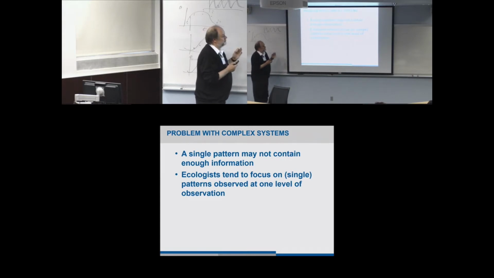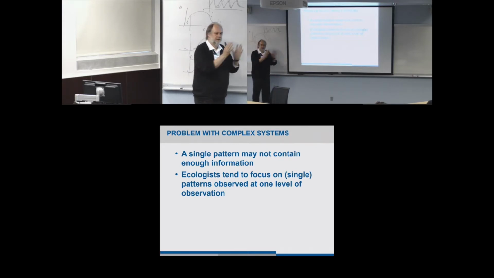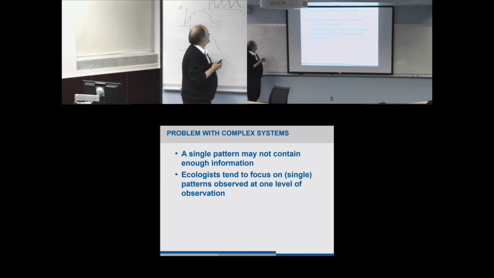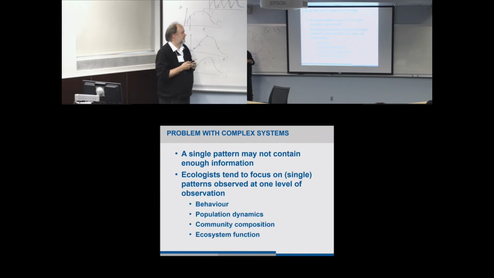But for complex systems, ecological systems, even cellular systems or societies, just one single pattern very often does not contain enough information to distinguish good from bad theories. So bad ecologists tended to focus, this example here, on one single pattern observed at one level of organization, or at one specific scale. And this is a bad culture.